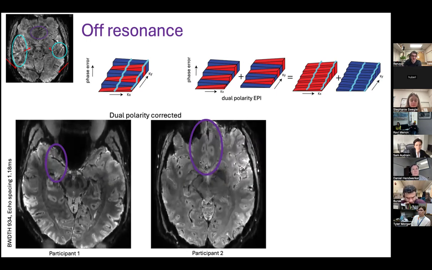This means that when I estimate this error and subtract half of it with the opposite sign of each of them, you can see that I'm getting nice and clean EPI data that, aside from the distortions, almost look like conventional T2* weighted GRE FLASH data. So there are multiple approaches for how you can utilize this multipolarity.